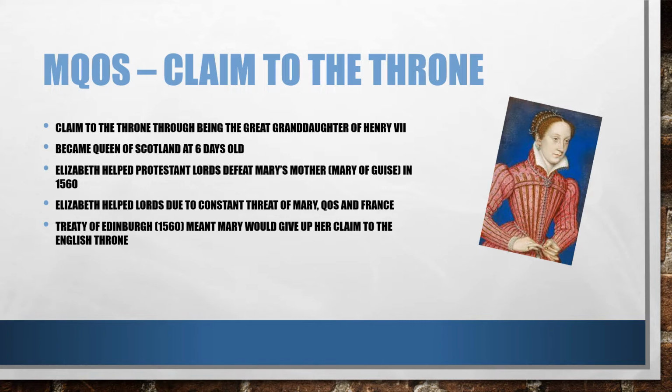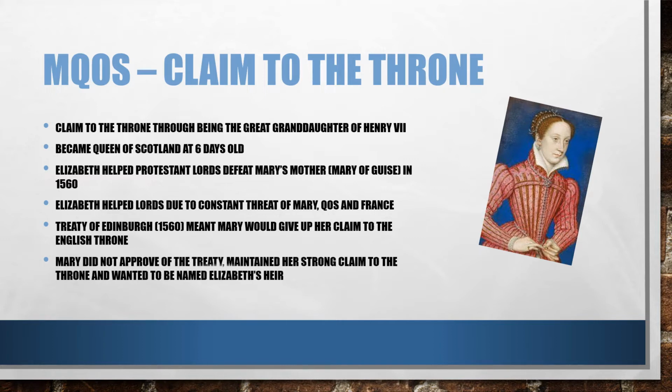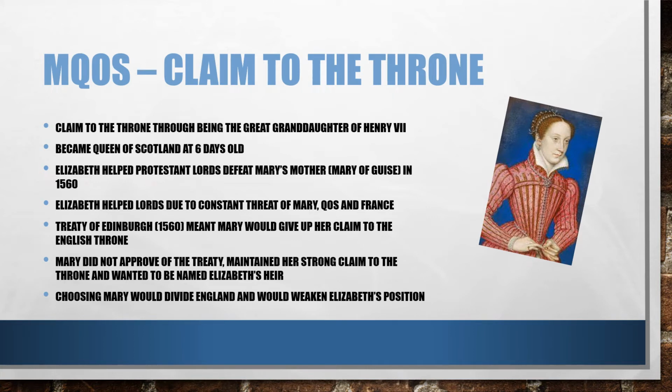Essentially, because of Elizabeth's lack of heir and the refusal to get married, Mary, Queen of Scots was technically the heir apparent to the throne of England. Mary didn't approve of the treaty, and she maintained her strong claim to the throne and wanted to be named Elizabeth's heir. However, Elizabeth knew that choosing Mary would divide England purely because Mary, Queen of Scots, is a Catholic, and naming her heir would severely weaken Elizabeth's position on the throne.